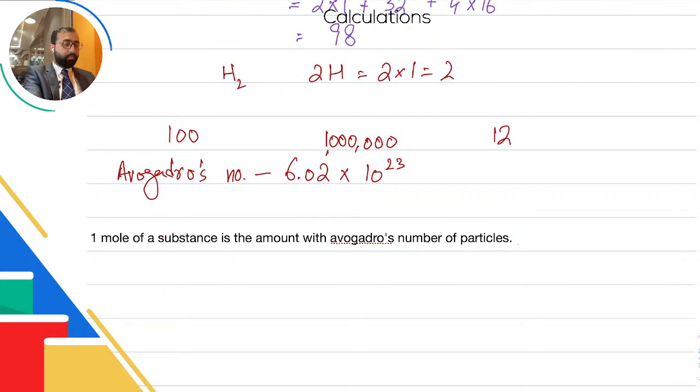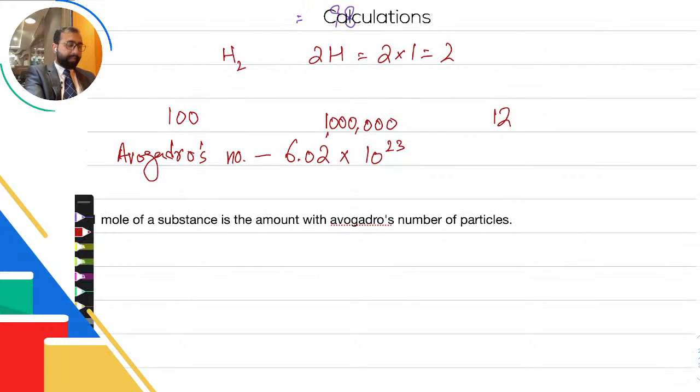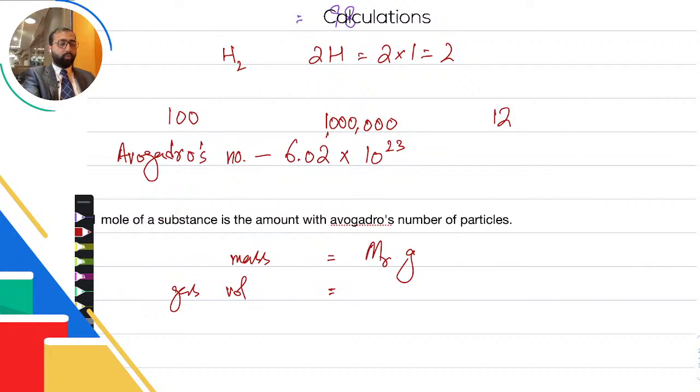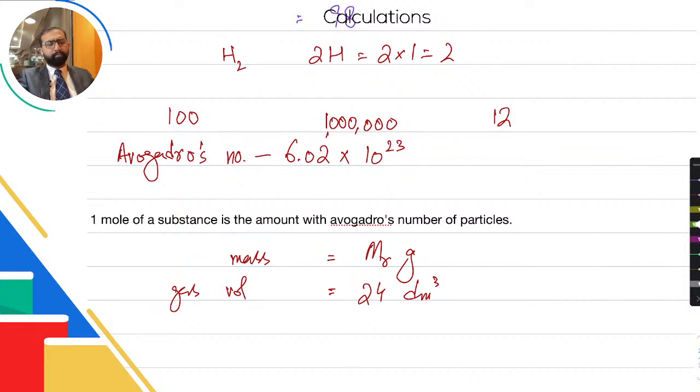Turns out, the mass of 1 mole is MR grams. But if you take the volume of 1 mole of gas, it's going to be 24 dm cube. But you have one fact that you have to remember. If I have different temperature or pressure, gases expand, gases contract, all of that. So for that, we have to make sure that we're using room temperature and pressure.